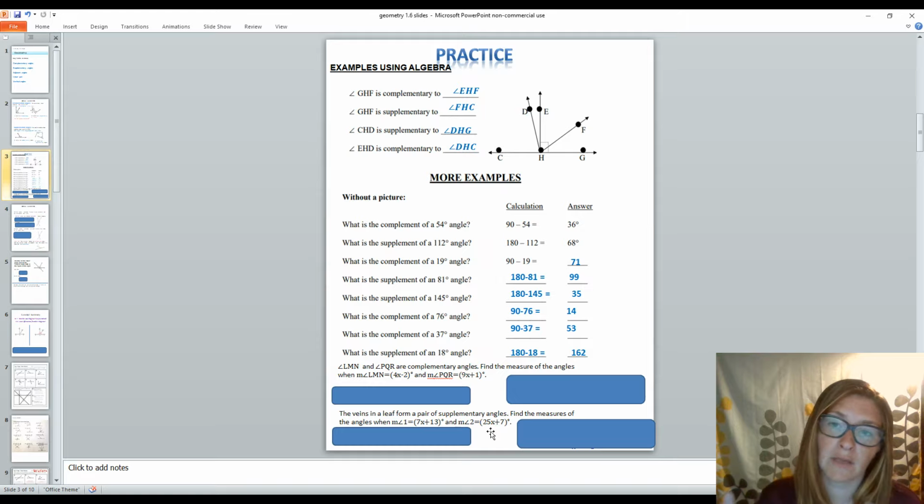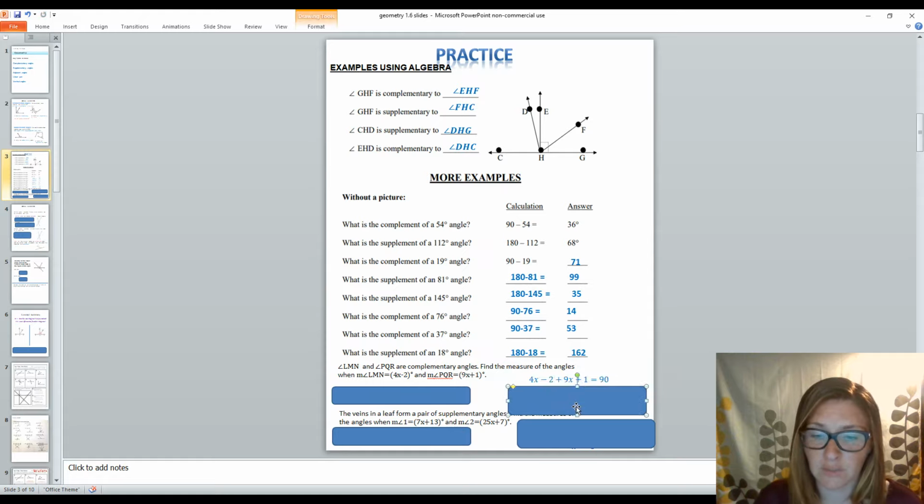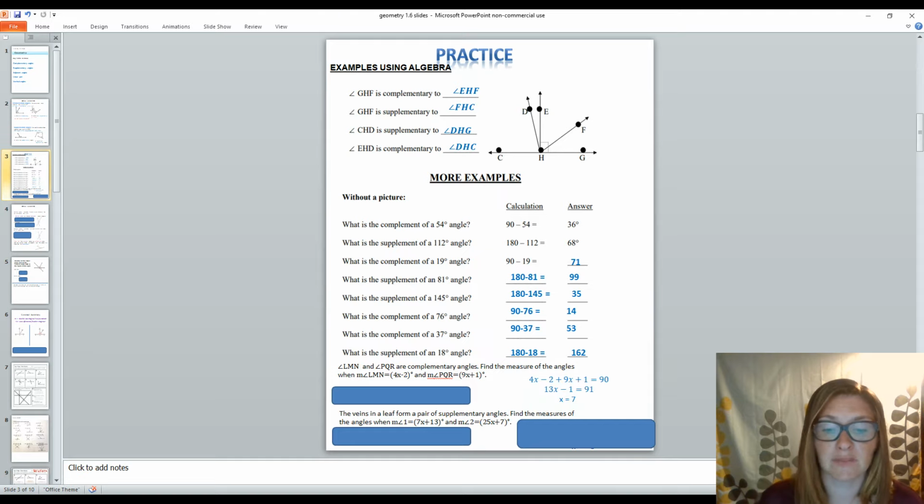So I know that these two angles together are complementary, which means when I add these two together, they're going to be 90 degrees. So I can create an algebraic equation. I can take those two expressions and add them together to equal 90 degrees. So you can see here 4x minus 2 plus 9x plus 1 equals 90. So we're going to simplify and combine like terms and solve for x. When I solve for x, I get x equals 7.